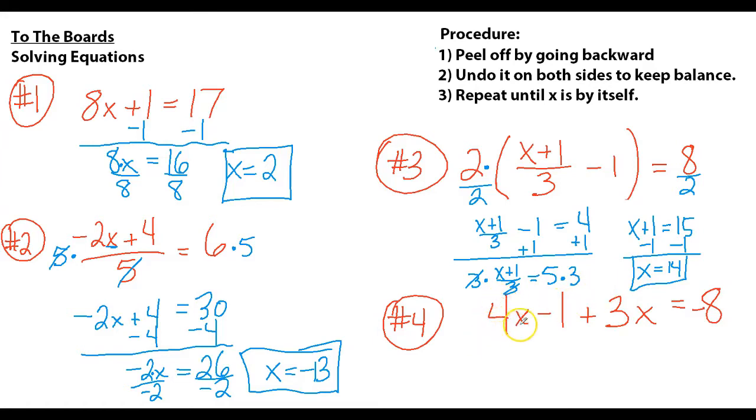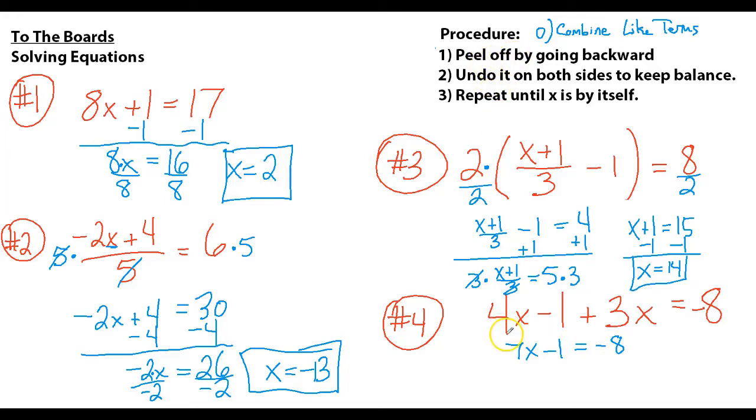Now on number 4. This one's a little tricky because we've got 4x and 3x. So when you've got multiple x's, it's important that we combine the like terms first. We could even include that as like a step 0. We could say, hey, combine like terms. So that's what I'm going to do here. I've got 4x plus 3x. That's 7x minus 1 equals negative 8.